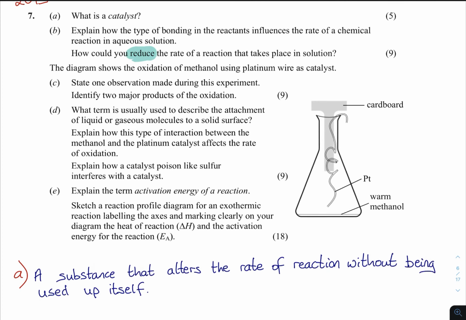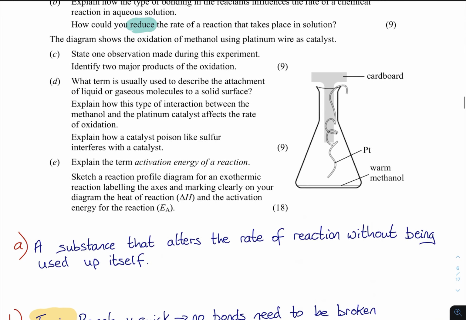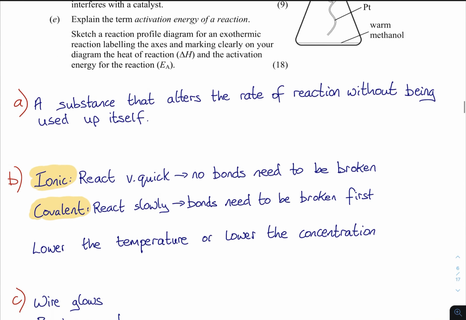Now, the last part of it was, how could you reduce the rate of reaction that takes place in the solution? Now, you can see I have the word reduce highlighted. A lot of students didn't get the marks for this. They assumed when they read it, how could you speed up the rate of reaction? Because the majority of the time it will be speeding up the rate of reaction. Now we're slowing it down. Well, it's very similar.